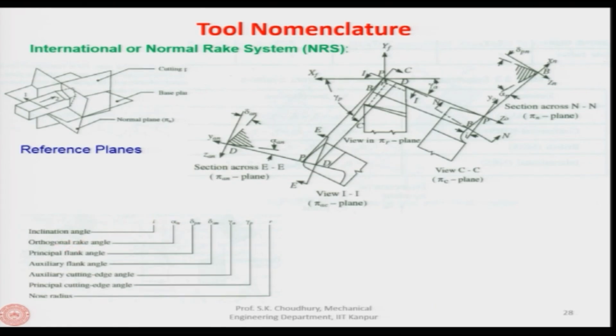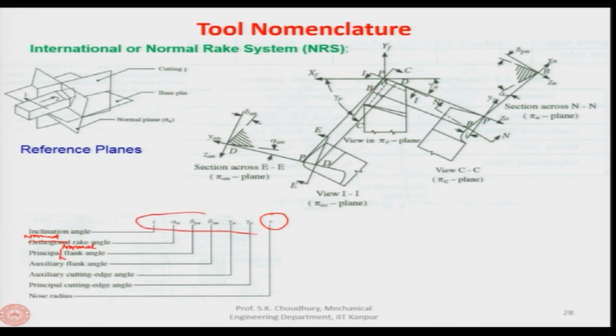Okay. So, this is the normal rake angle, and then we have the principal normal flank angle, okay, normal flank angle. This is the auxiliary flank angle, this is the auxiliary cutting edge angle and the principal cutting edge angle. So, these are the 6 angles along with the tool nose radius, and here the tool nose radius is given in millimeter because it is the international system. All right. So, these 6 angles plus the cutting tool nose radius are defined in the normal rake system.